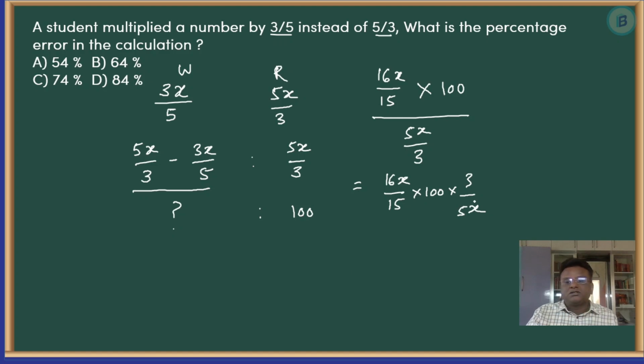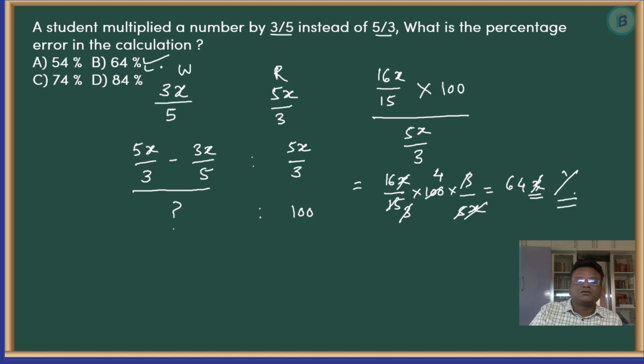Now I will just solve this. This is 5. This is 75. 15 into 5 is 75. And I'm going to make it 4 by 3. By 3, 3 cancel. Sorry, x is also getting cancelled, so it is 64. So the percentage is 64% is the error. That's option.